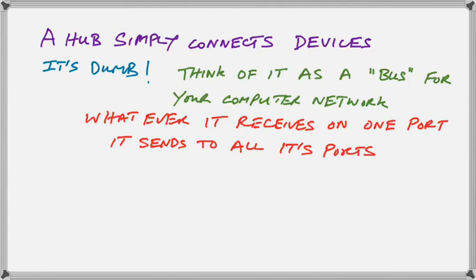Let's take a hub. A hub is simply a dumb animal. Think of it as the bus for your internal computer network. Whatever it receives on one port, it sends out to all the other ports. Nothing more. Simple.